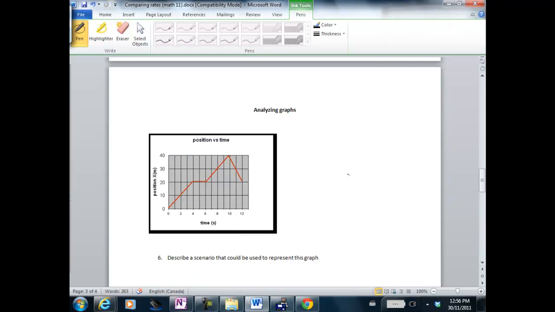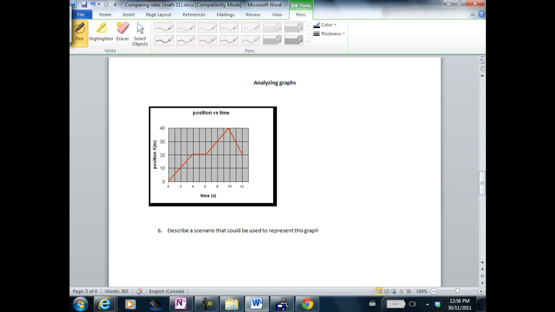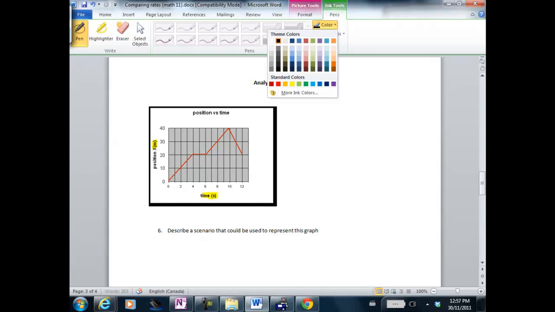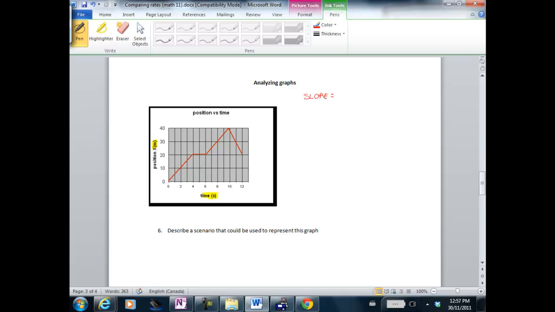Another type of question you'll be given on your exams is called analyzing graphs. So take a look at your notes on analyzing graphs, the third page. Okay? You should have a graph that looks very, very similar to this. And they ask you, describe a scenario that could be used to represent this graph. On the Y axis, you have meters. On the X axis, you have time. In a question like this, you have to find slope. I'm going to show you, so write a few notes down. In this sort of scenario, you need to find something called slope. Back in grade 10, we did this already. There's a formula for slope: rise over run. Very, very simple stuff.